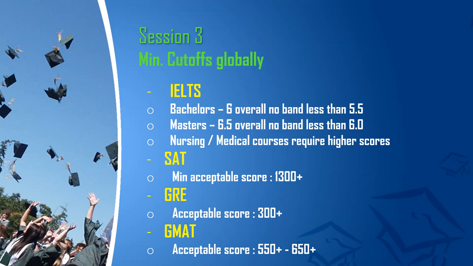Somebody asked me about the cutoffs. Bachelor's, you need 6 overall with no band less than 5.5. Masters, 6.5 overall with no band less than 6. Now, nursing, medical courses, or other programs might require higher scores depending on their requirement. So, several programs might require higher scores actually. So, universally, these are the scores that are required: 6 for bachelor's and 6.5 for masters.